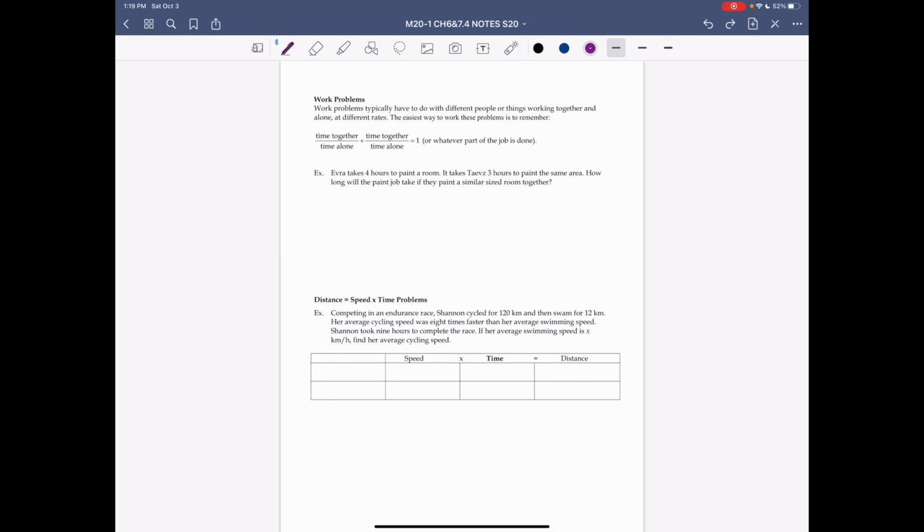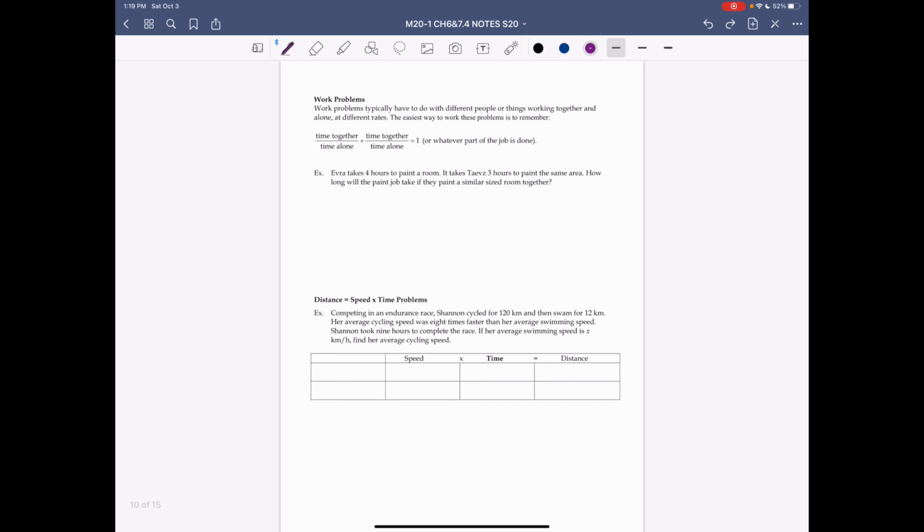Onto some word problems. I personally think these are the most challenging type of word problems in the course, but they all kind of follow a similar process. So if you can remember the generalizations, that might help. Two types of problems we have. The first one is work type problems.